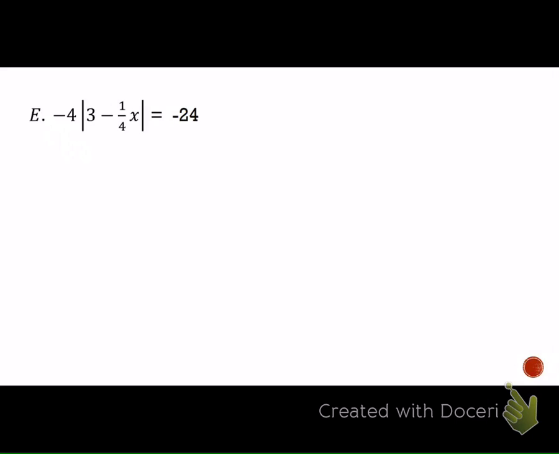So how would I get rid of the multiplying by negative 4 that's out front right here? Yeah, you just have to divide both sides by negative 4. You don't do anything in here. All this does is get rid of this negative 4 out front. And then back here, what's negative 24 divided by negative 4? Positive 6. So I now have the absolute value of 3 minus 1/4 x equals 6. That's where I can set up the two options.